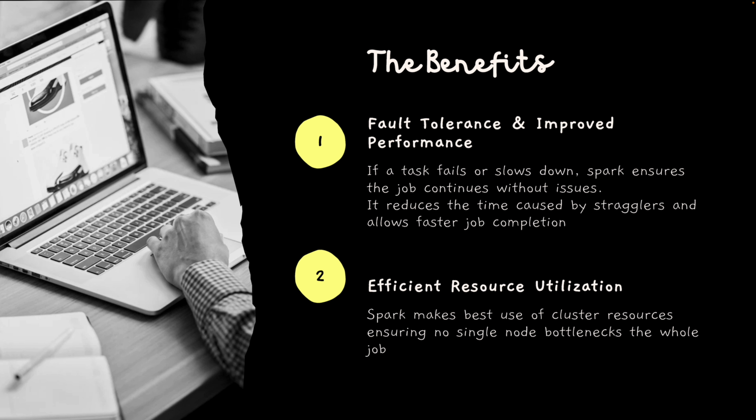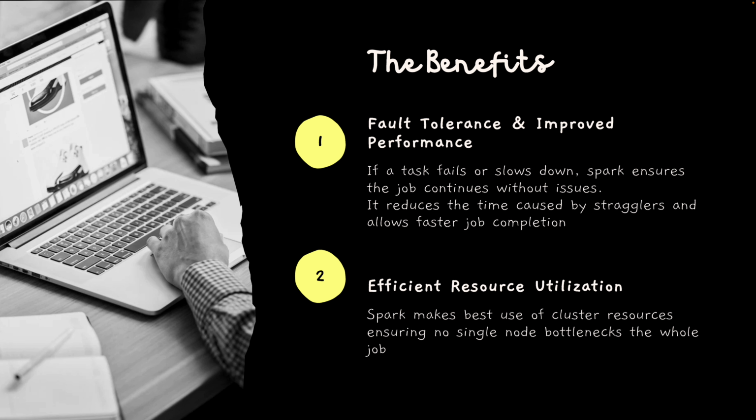So as you saw, it's a very simple concept and the benefits are also very straightforward. I'll just brief them quickly. The key benefits involve efficient resource utilization, because now a particular node will not become a bottleneck for the whole job. As well, if a task fails or slows down, Spark ensures fault tolerance and the job continues without issues. It also reduces the time that would have been taken up by this straggler or slow task, and it allows the job to complete faster.